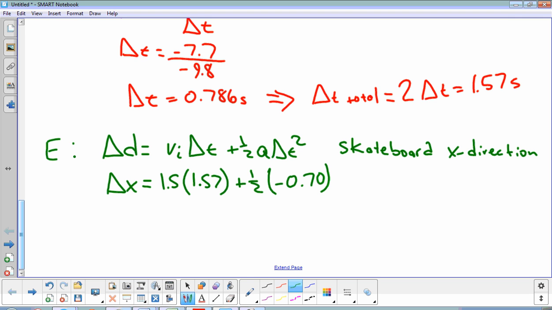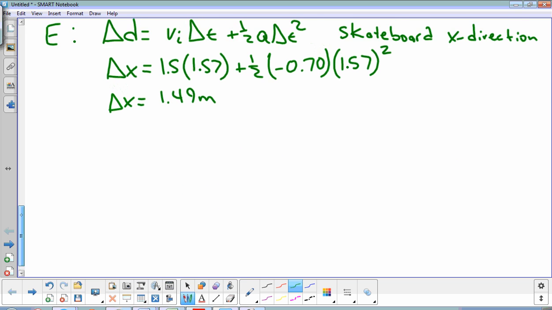All right, so negative 0.70 meters per second squared times delta T, which is 1.57, and we square the 1.57. So we plug this into our calculator, and we'll get delta X is equal to 1.49 meters. All right, so that's how far the skateboard traveled, right? One more little piece and we're done.